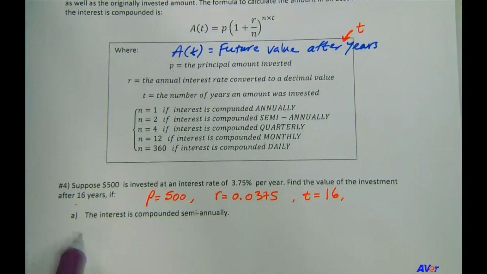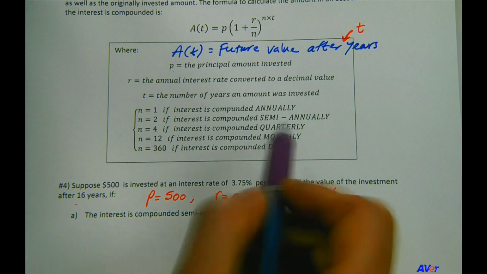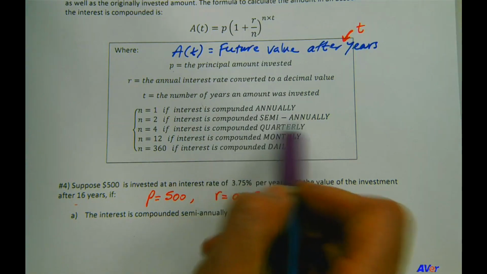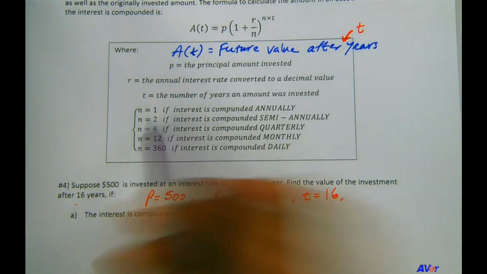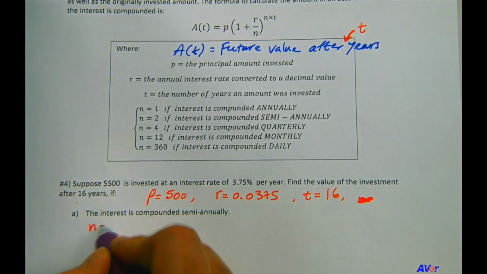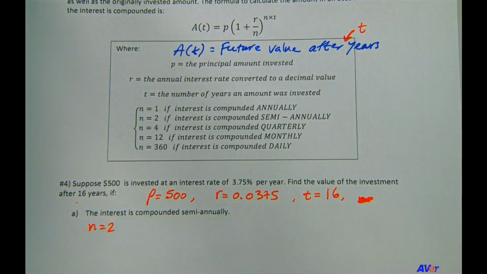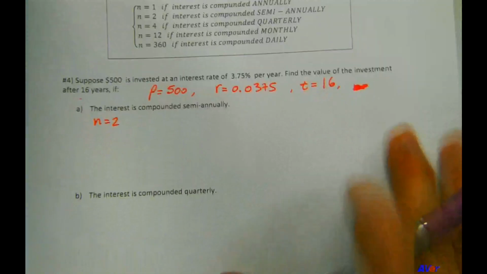So part A says the interest is compounded semi-annually. Semi-annually means twice a year, right? And we know that for semi-annual compounding of interest, N is equal to 2. So for this piece, N is equal to 2 because we have parts B and C too. So, all right, let's plug in.